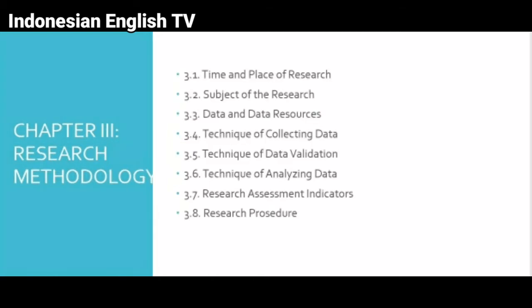Well, we move to chapter 3, research methodology. In research methodology, you have 8 elements. For 3.1, it is about time and place of your research. So you need to write exactly the time, exactly the place of research. Maybe you got to put here the schedule of your research will be held here.